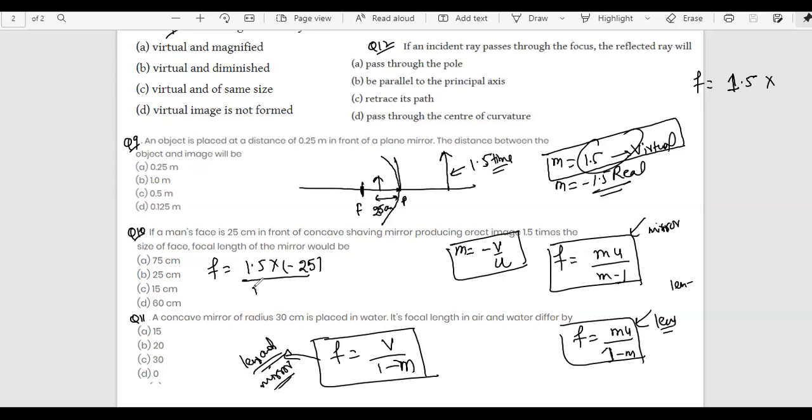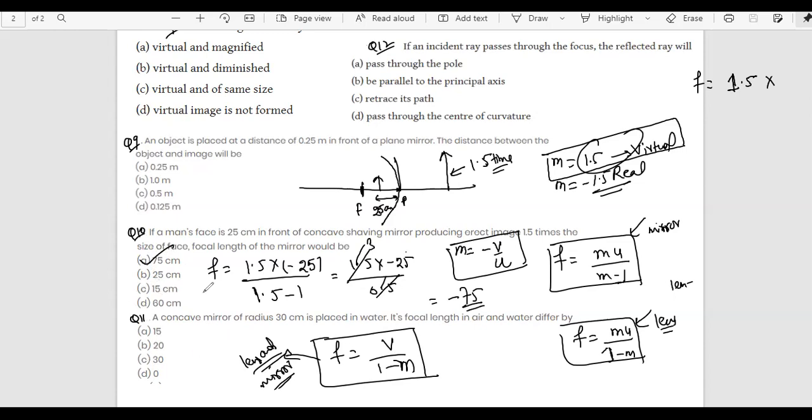Then m, that is 1.5 minus 1. Now f is equal to 1.5 into -25 upon 0.5. You will get 1.5 minus 1 equals 0.5. Now this will cancel out and you will get 3, and 3 multiplied by 25 gives 75. Got it? The focal length of a concave mirror is always negative, so it will be 75. Got it?